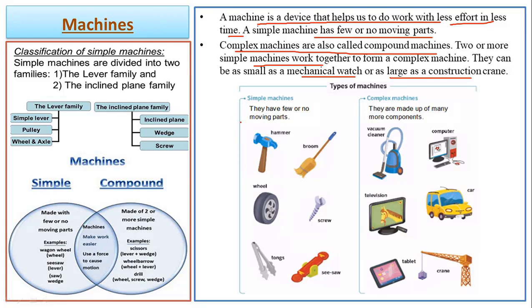When we classify these simple machines, we come across two different forms: the lever family and the inclined plane. In the lever family, we observe a simple lever, pulley, and wheel and axle, whereas in the inclined plane family, we come across an inclined plane, a wedge, and a screw. In this chapter, we will mainly focus on the simple lever and the pulley with the pulley system.